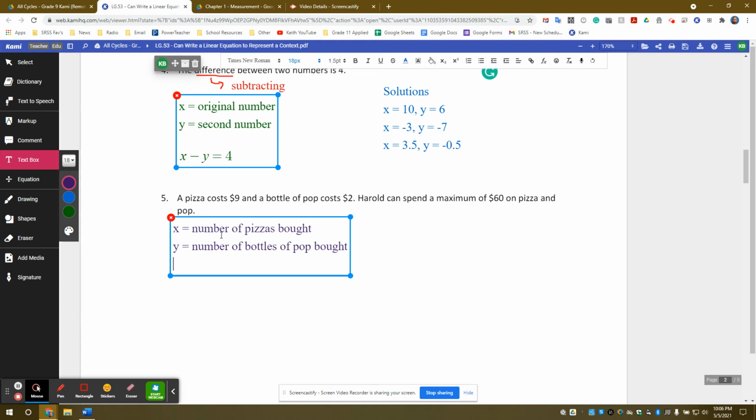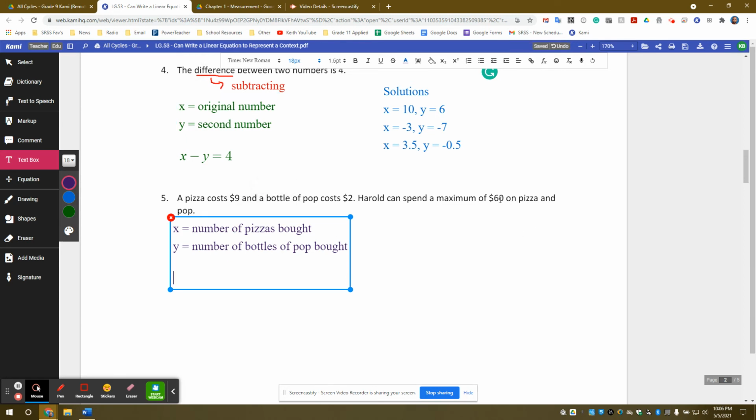Okay, that is what our variables are going to be. It's the number of pizzas bought. Now our solution right here is 60. 60 is not the number of pizzas bought or the number of bottles of pop bought. 60 is how much we spent. So we need to come up with an equation that represents how much we spent.